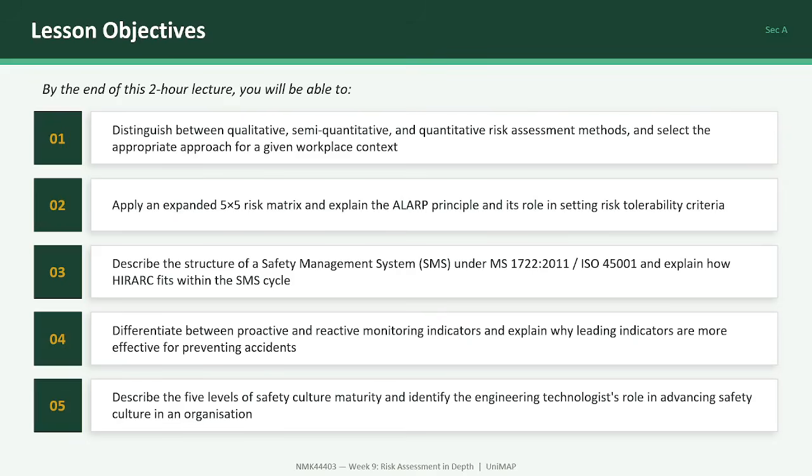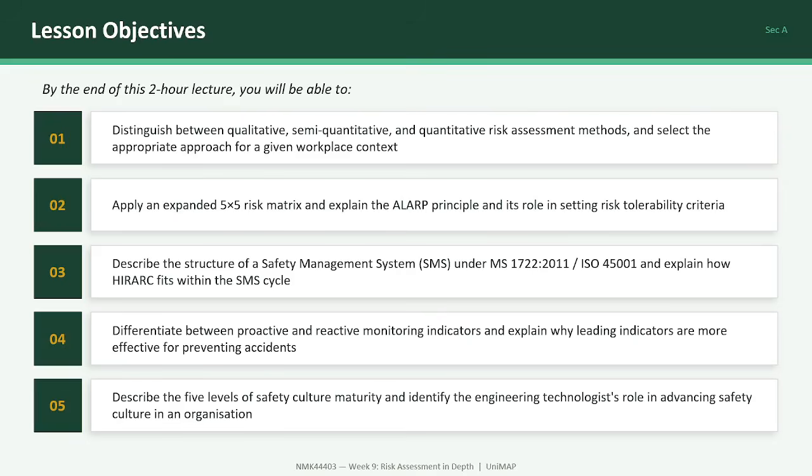Objective 3. Describe the structure of a safety management system and explain how HIRC fits within the SMS cycle. HIRAC is a tool. The SMS is the system that keeps the tool alive and effective over time. Understanding how they relate is essential for any engineering technologist who will work in a large organization.